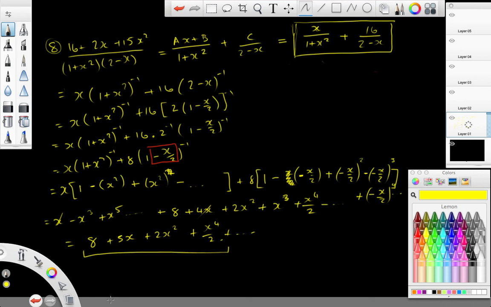What values is this valid for? Well, here are the two pieces of the expansion: we've got 1 plus x squared, and we've got 1 minus x over 2. So we've got 1 plus x squared to the power minus 1. That is valid for x squared less than 1, in other words, mod x less than 1. And then we've got 1 minus x over 2 to the minus 1. That's valid for mod x over 2 less than 1. You don't need to bother with the minus because you're taking the mod. So therefore mod x is less than 2.